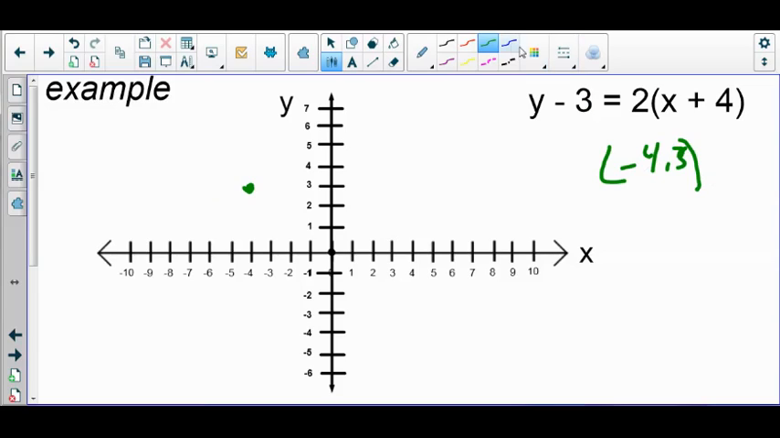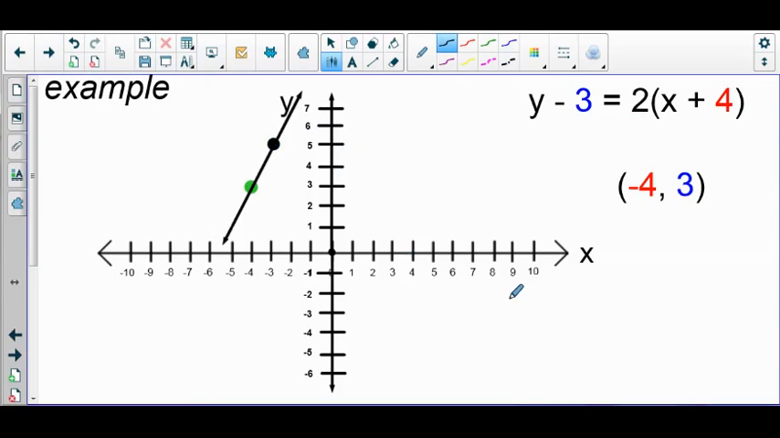Then I'm going to use my slope right here, up 2, right 1. So up 2 and right 1, and right there it is. Then I just connect those two and I have a line. That's really all there is to it. Here's what it looks like, a little bit cleaned up. Negative 4, positive 3, there's the point right there. Using my slope, up 2, right 1, connect them, and you've got it. All right, we'll look at a few more examples.